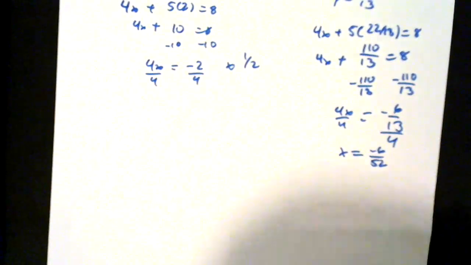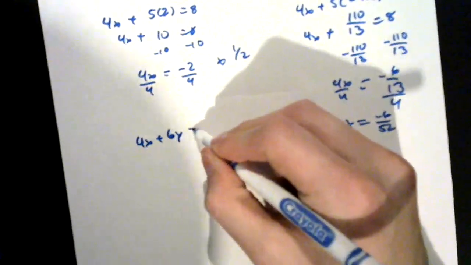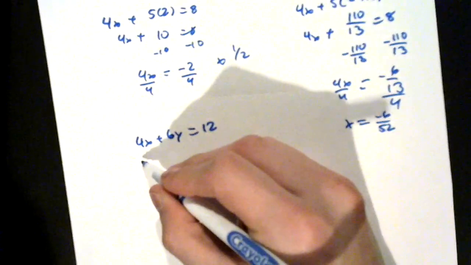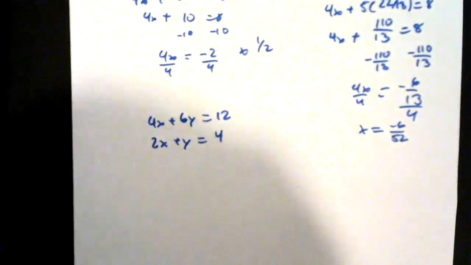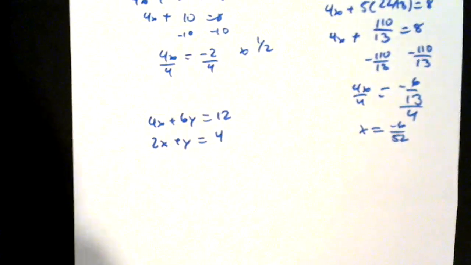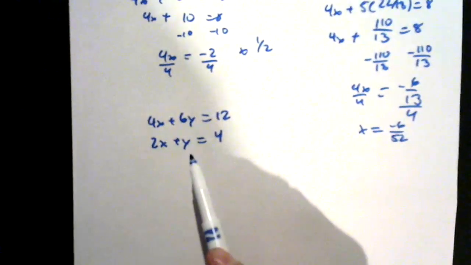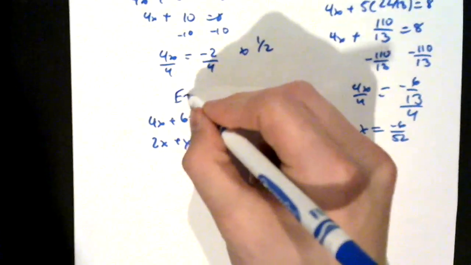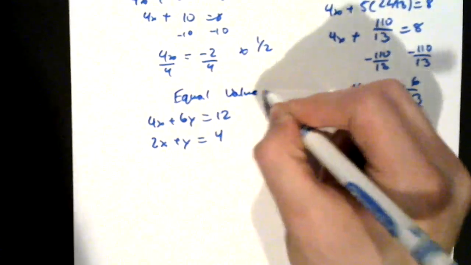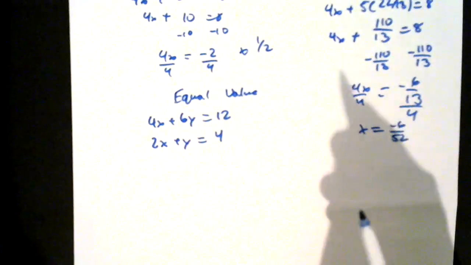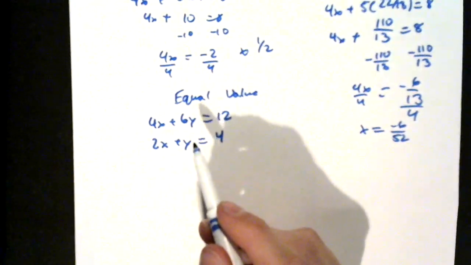Now, my personal favorite is, let's say, for example, we have 4x plus 6y equals 12, and 2x plus y equals 4. My personal favorite is if you can get them in common terms, you can set them equal to each other. I like to call it the equal equation method or the equal value method. I don't know if that's the correct term, but I like to call it that because what we're going to do is solve for y. I like solving for y because most graphs are in y equals form.